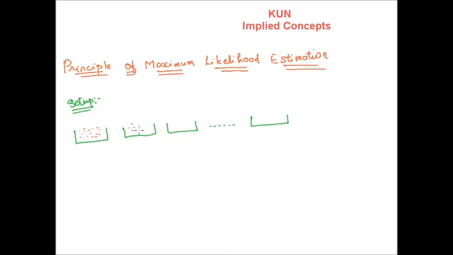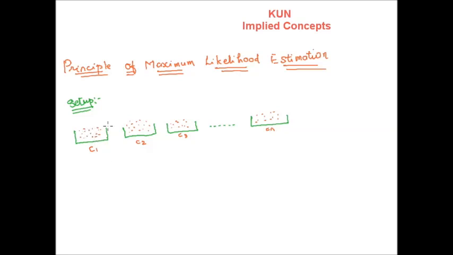I have some data points. Or you can say you have some balls, or anything that you can relate to data. So let's say all these containers have some data in them, and you can name them 1, 2, 3, 4 or whatever you want. Let us call these containers C1, C2, C3, and CN.